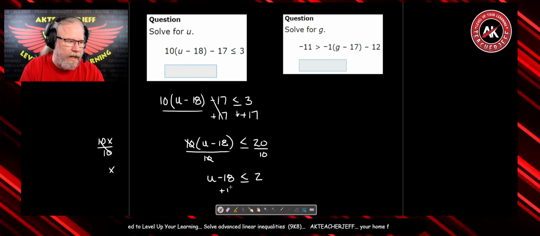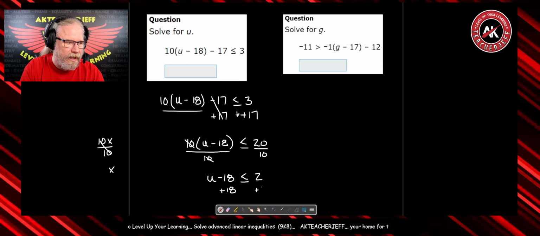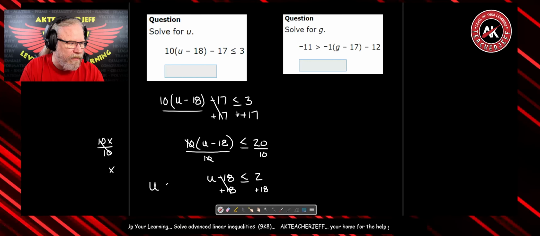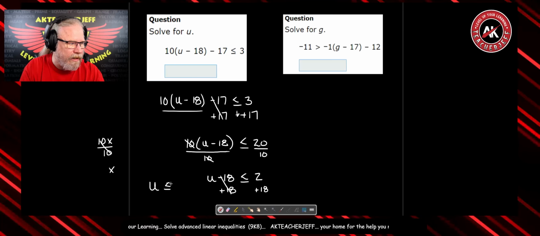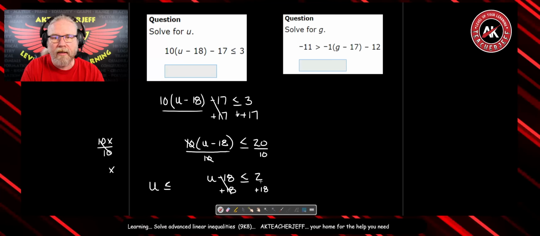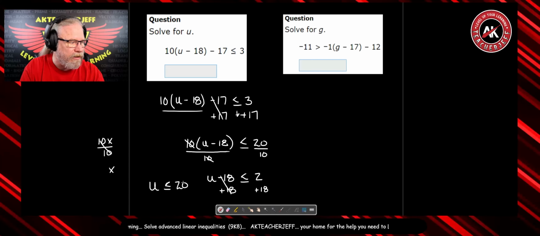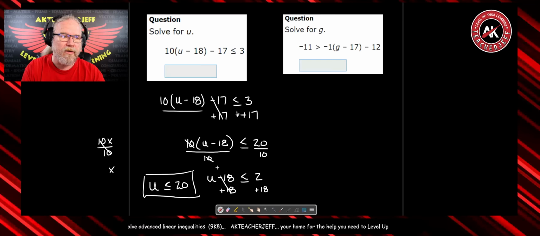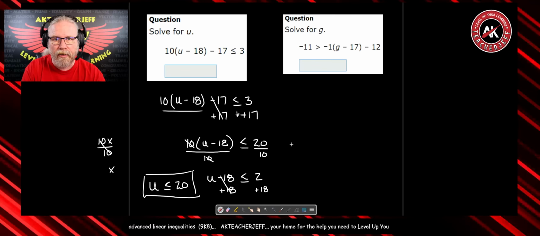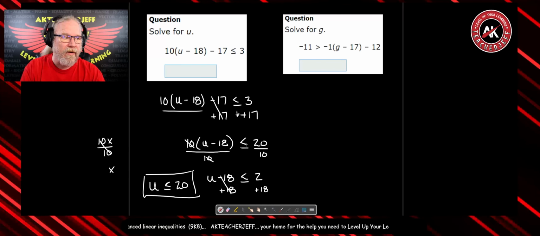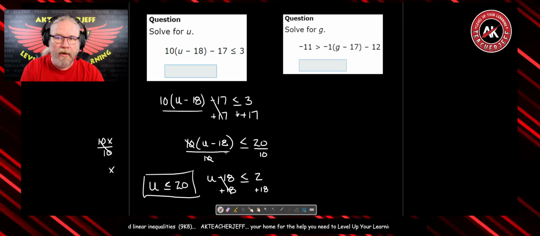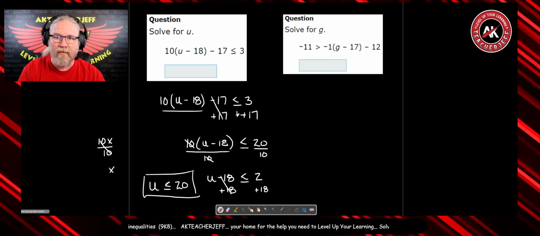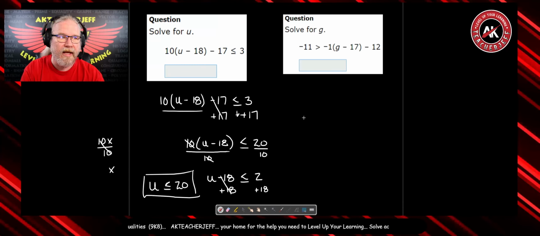Now let's go ahead and add 18 to each side, plus 18. The 18s would cancel each other, leave me with u on the left. Bring my less than or equal to sign, and then 2 plus 18 is 20. So either way, we would end up with u is less than or equal to 20. Totally up to you how you wish to do this one. I prefer, if the numbers work well, to just divide by whatever number is being multiplied times the quantity in the parentheses and just get rid of it that way.